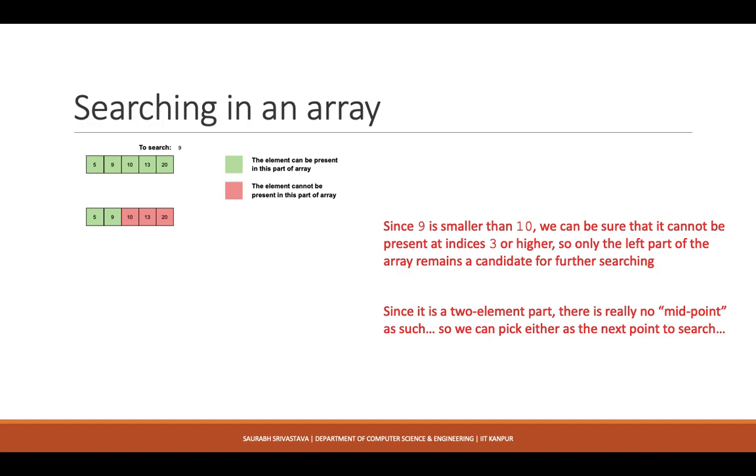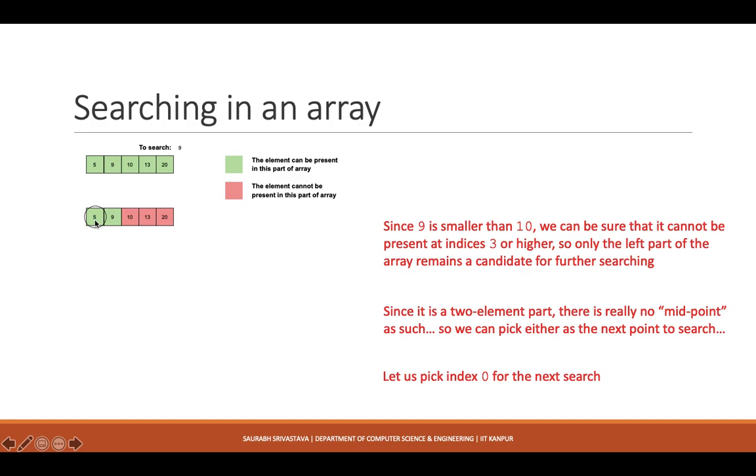Now I only have two elements left. I'm not sure how to find the midpoint of a two element array, so I can actually pick either one of them, to be honest. Let's just pick this one, so that I can elongate the process a little bit more. So let's pick the 5, the index 0. I check 9 with 5 again.